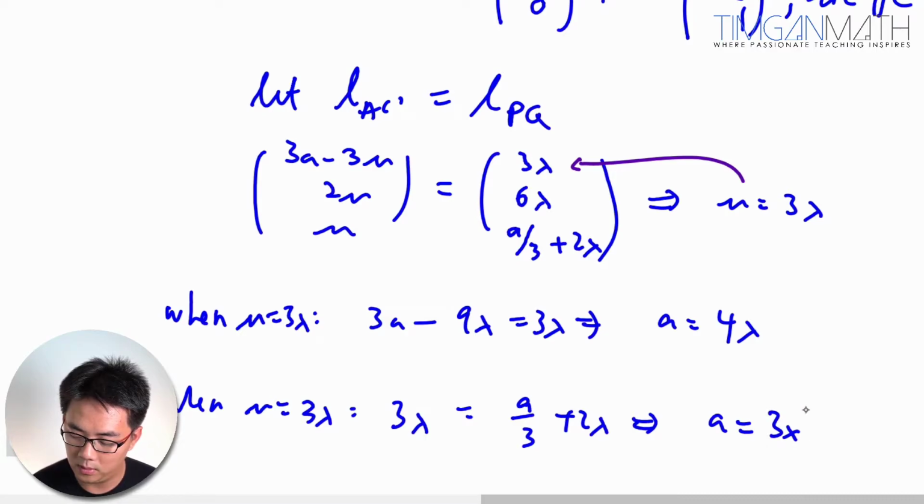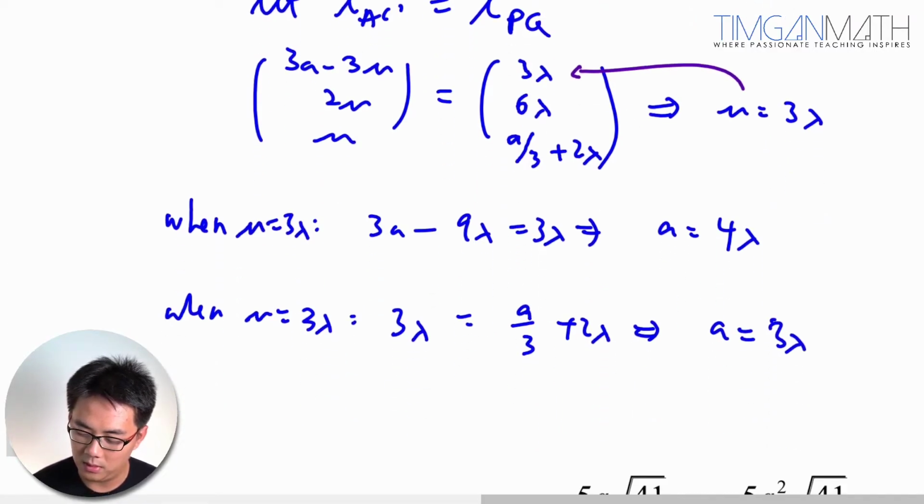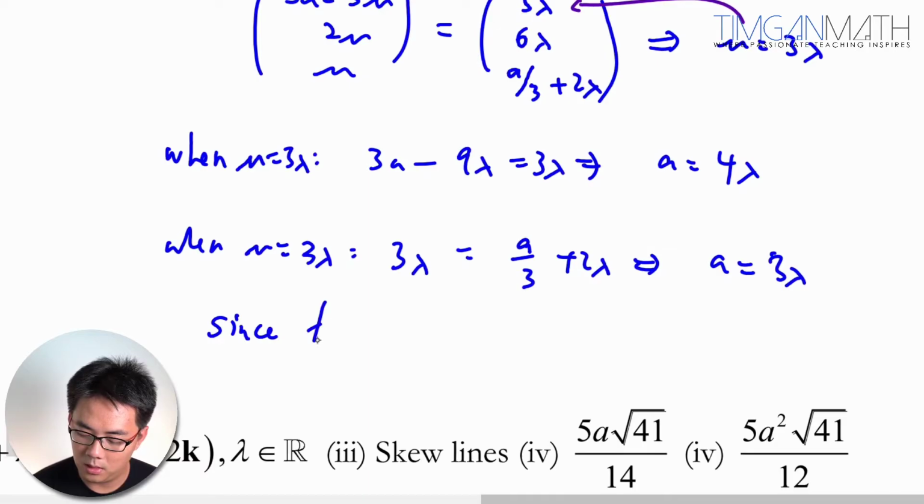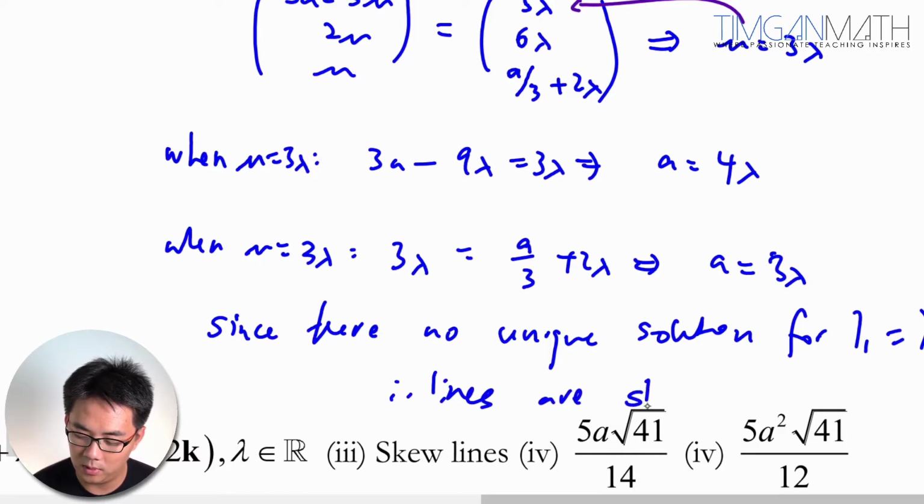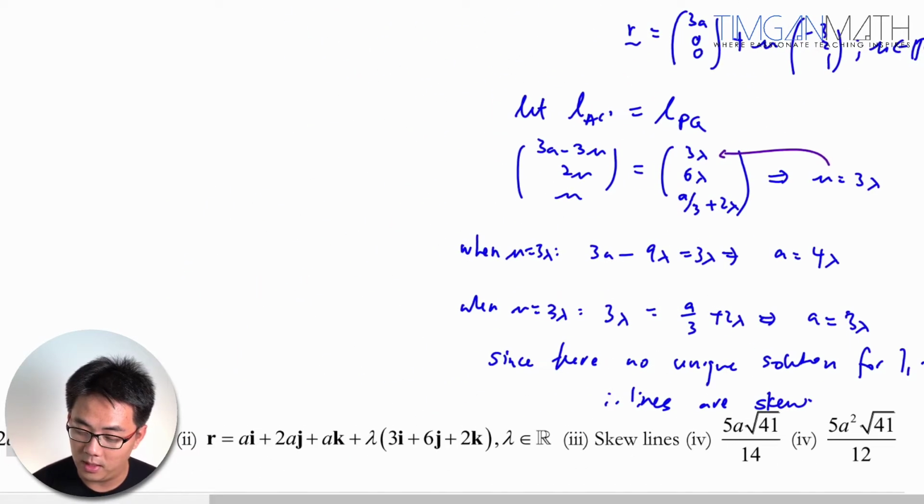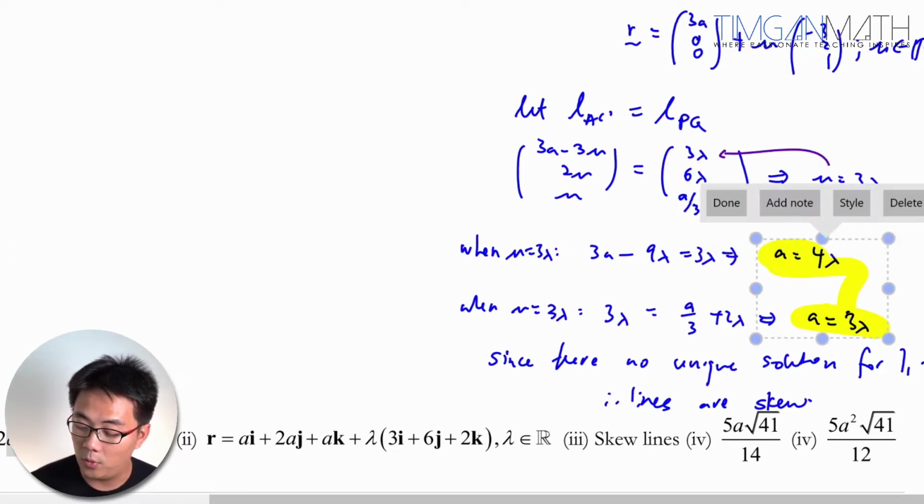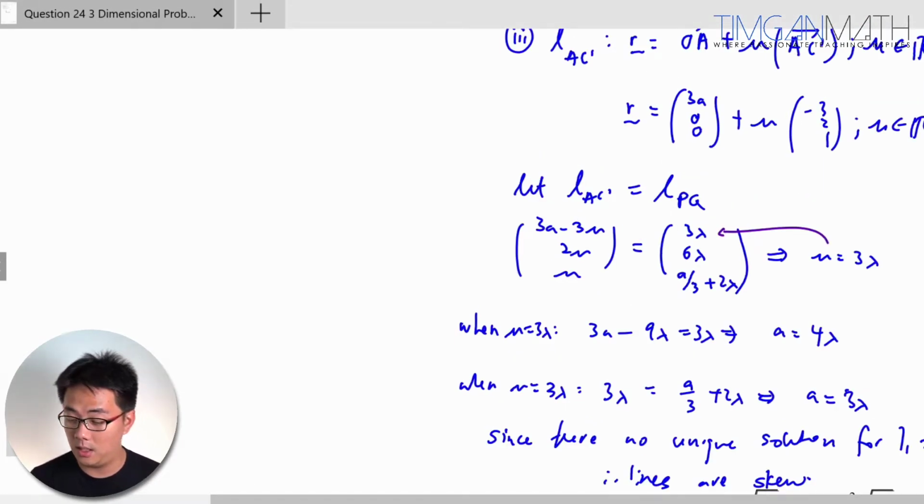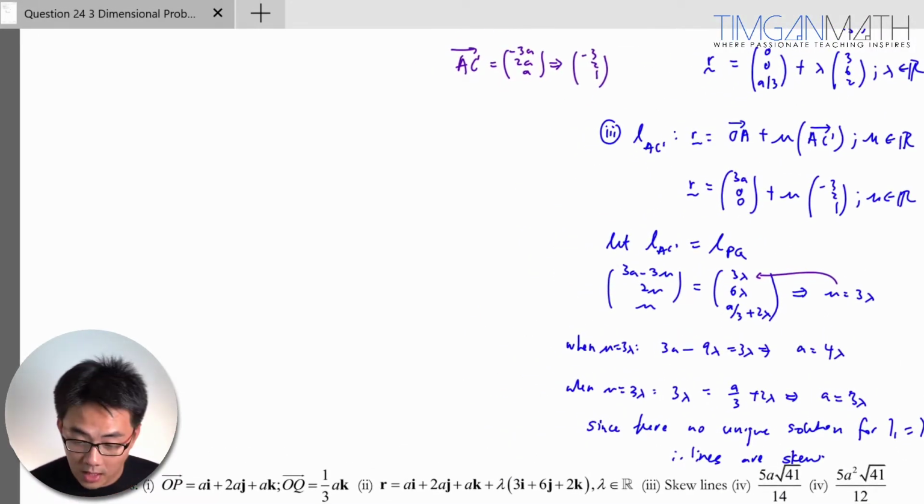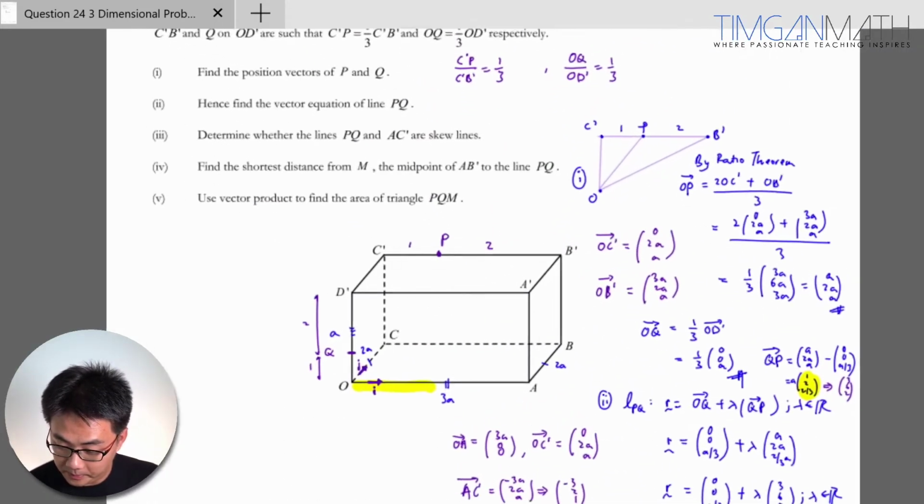So since there are no unique solutions for L1 equals L2, hence the lines are skew. Okay, anyway, if they are the same line, they should be equal. These both should have the equal solution, but they are not, so you can't really say that they are intersecting. So that's okay. Let's look at the subsequent one.